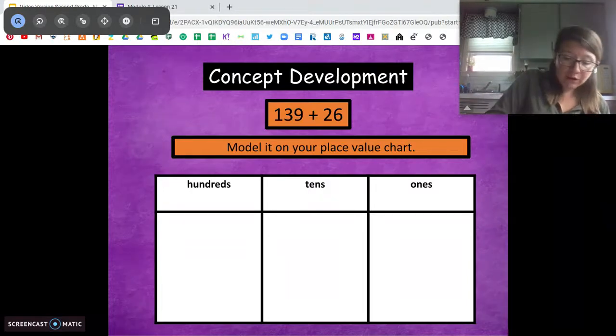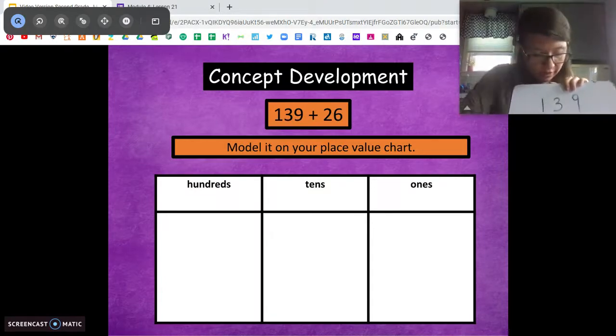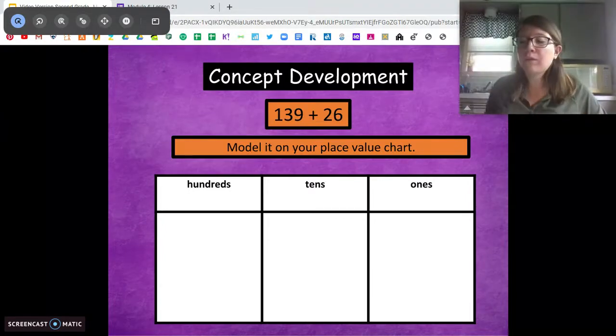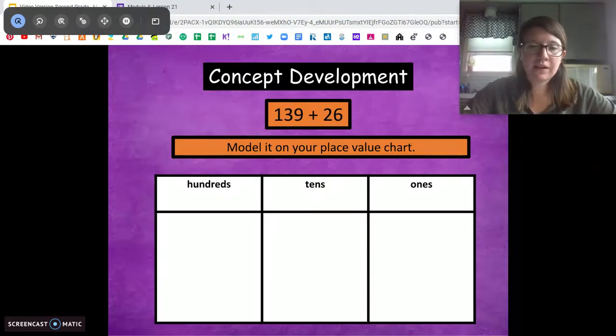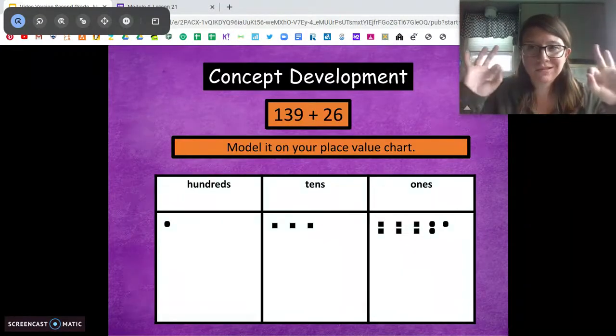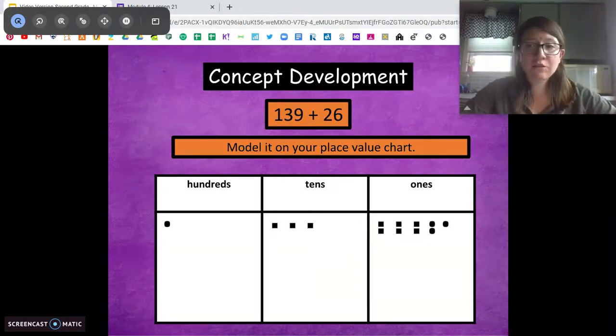When you draw this, be careful to make sure you put your dots in the right place. Same thing when we write our numbers out. 139, 26. 26 does not have any hundreds in it, so you should only have 100. Okay, so pause and draw it out for me now. All right, so let's start with 139. We have 100, 30 is 3 tens, 9 ones. Good. Now, 26, we don't have any hundreds, so I'm going to skip the hundreds column, draw 2 tens, 6 ones.